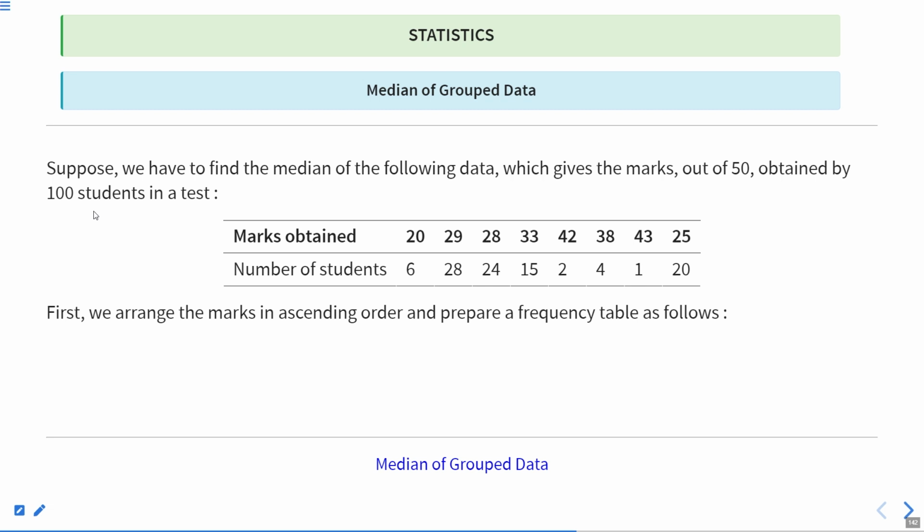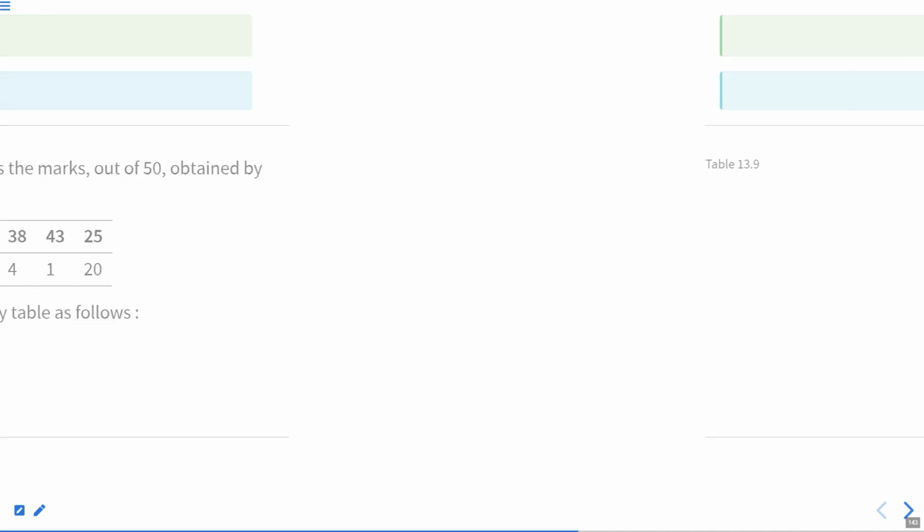So suppose we have to find the median of the following data, which gives the marks out of 50 obtained by 100 students in a test. The marks obtained are 20, 29, 28, 33, 42, 38, 43, 25, and the numbers of students are 6, 28, 24, 15, 2, 4, 1 and 20. First we arrange the marks in ascending order and prepare a frequency table.